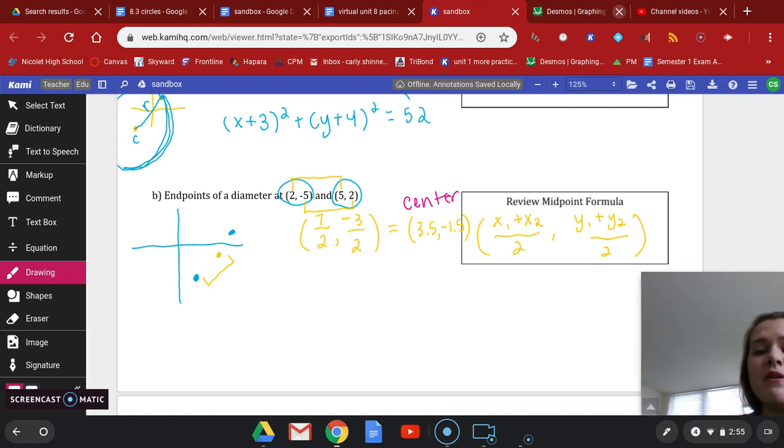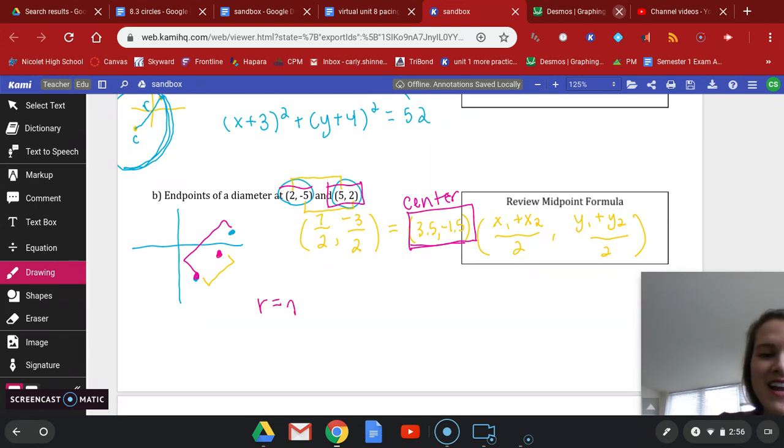Now I have to find my radius. You could do this in two different methods, guys. I could find the distance between the endpoints and then divide by 2. Or I could just find the distance between the center and the endpoint. So either method will work here today. I think I'm going to use the center, okay? So I want the distance between the center, and you can pick either one of these endpoints. I'm going to pick 5, 2 because, I don't know, it doesn't have any negatives.